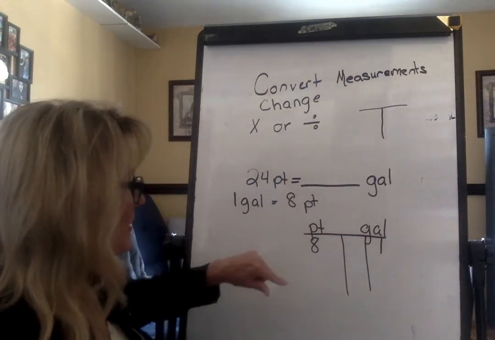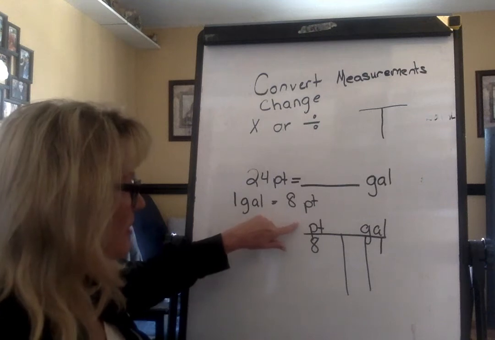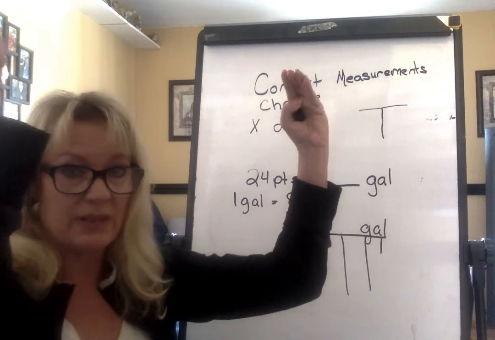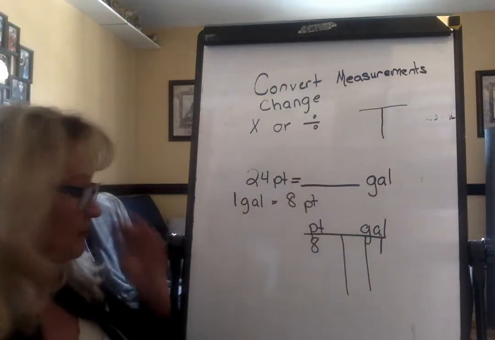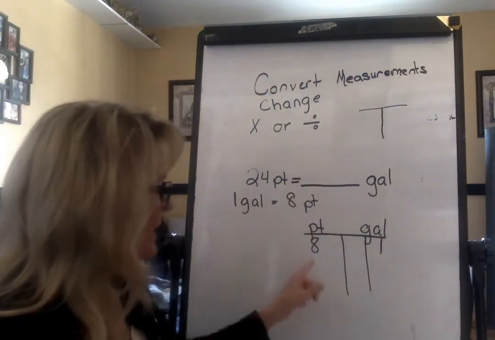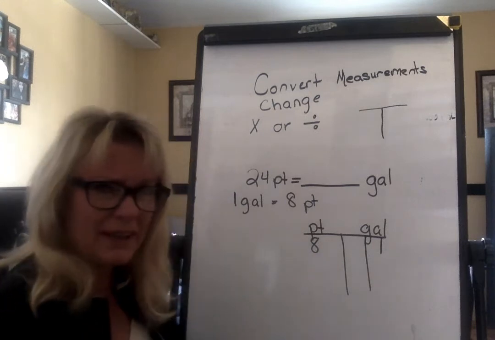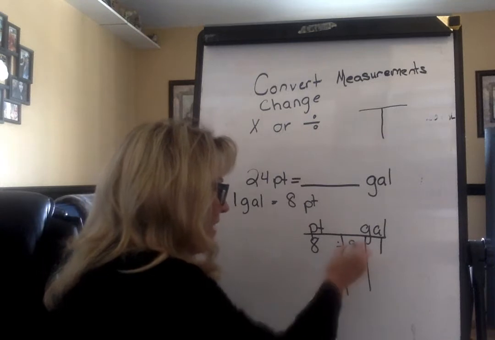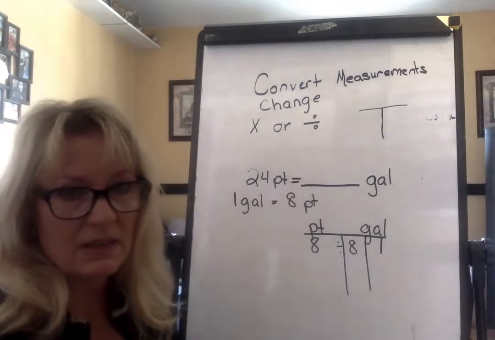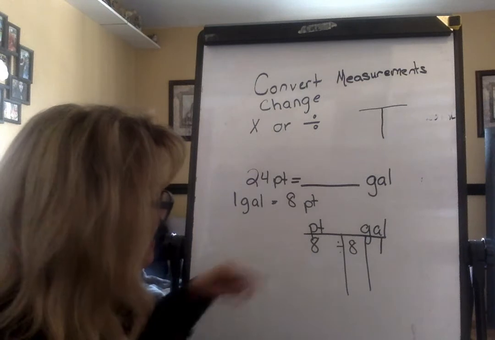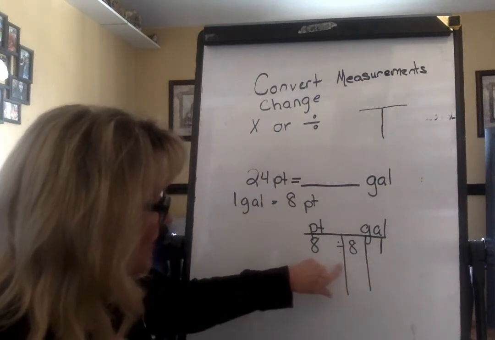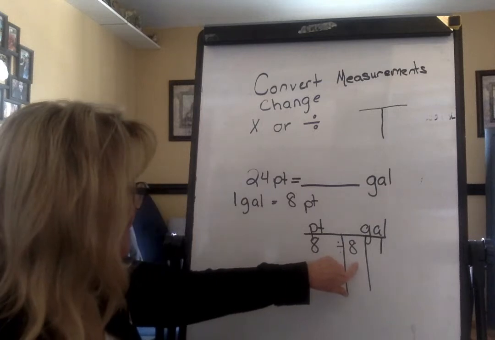Now, let me explain what this means. It means that pints are much smaller. So if I change them into gallons, I'm trying to put them into fewer, bigger units, okay? Next thing I have to know is 8 divided by what equals 1. These are really simple problems. I know that 8 divided by 8 is 1. So now I know anytime I'm given pints and I want to turn them into gallons, I have to follow the rule. Divide by 8, okay?